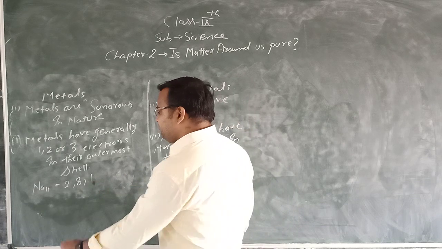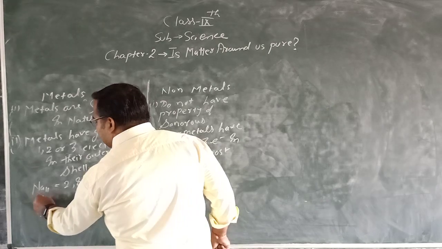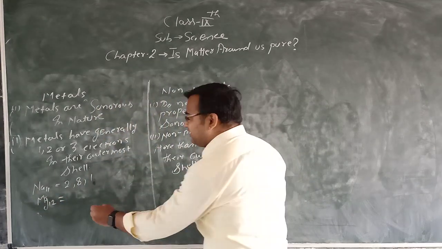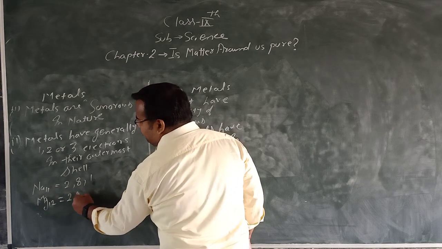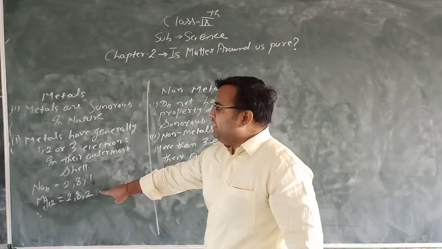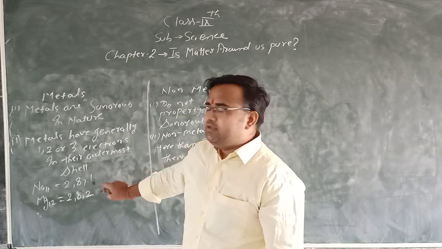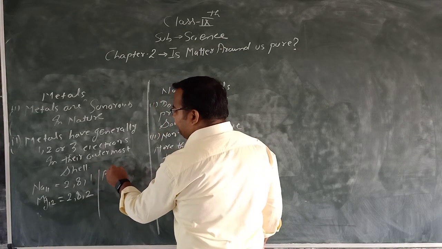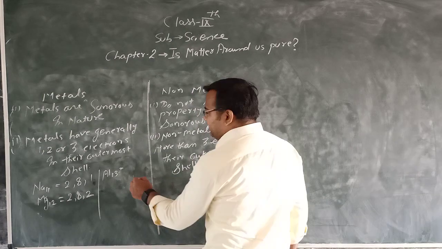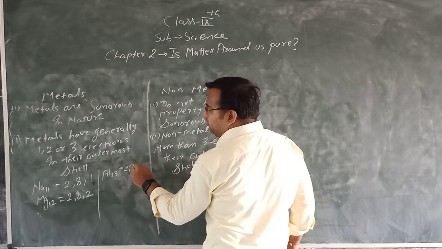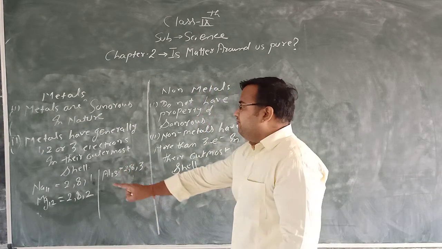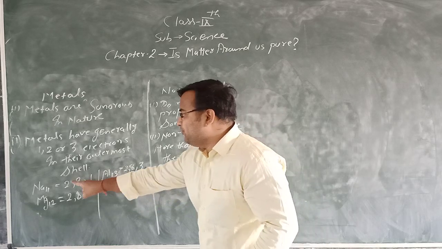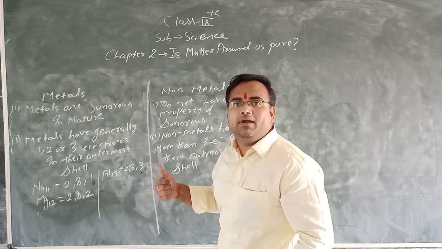One more example, magnesium. Magnesium has atomic number 12. So its electronic configuration is 2, 8, 2. See, two electrons in its outermost shell. For example, we can take aluminium. Aluminium has atomic number 13. So its electronic configuration is 2, 8, 3. See, 1 electron, 2 electrons, and 3 electrons. And we know that sodium, magnesium, and aluminium are metals.